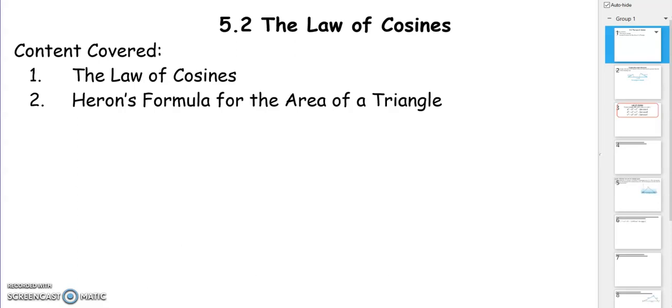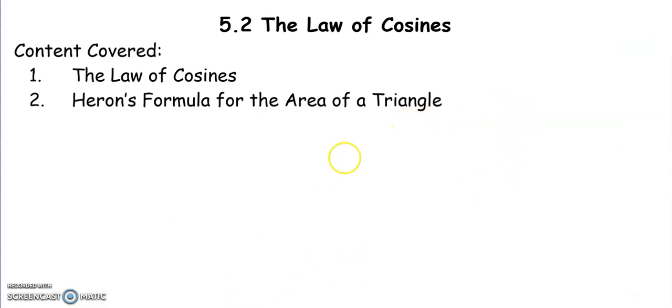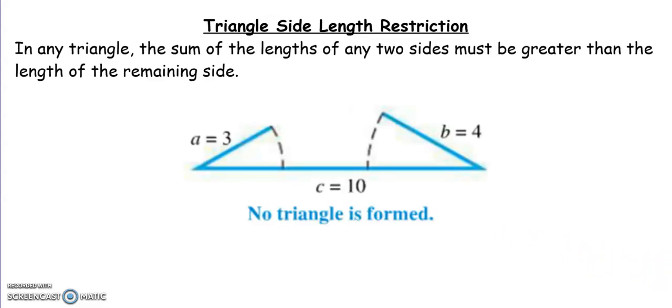Hey there everybody. So in this video I'm going to introduce you to the law of cosines, another tool in our toolbox to find unknowns in our oblique triangles. And we are also going to introduce Heron's formula to find the area of an oblique triangle. This is just another tool to find area of a triangle. So remember all the rules and all the formulas and all the theorems and the laws that we already know are still in effect. These are just more ways to look at a similar problem.